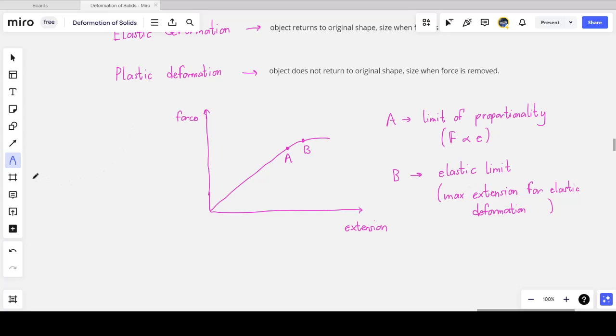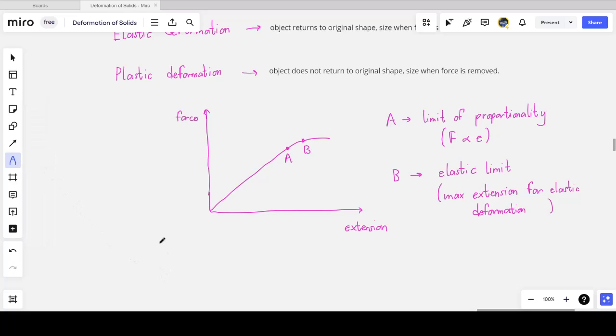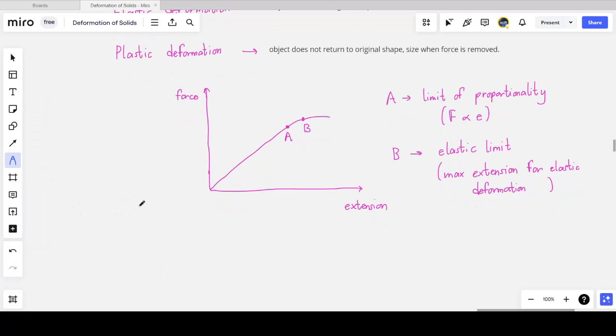If you do have a spring that you can spare, you can try this. In a small spring in the lab, there will be a point at which you can apply too much force and you're not going to get the spring back to its original size and shape.